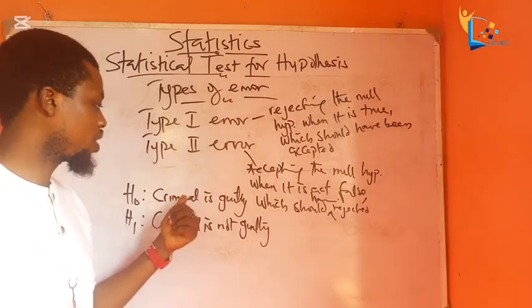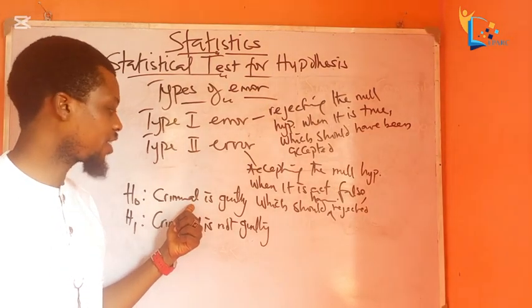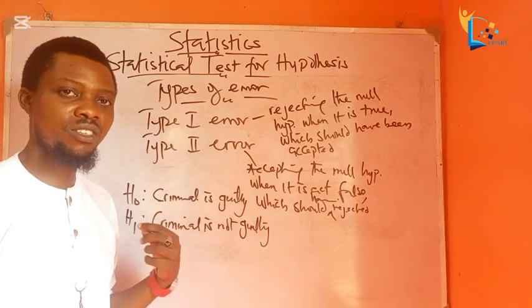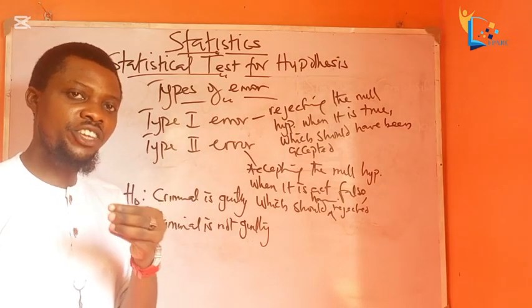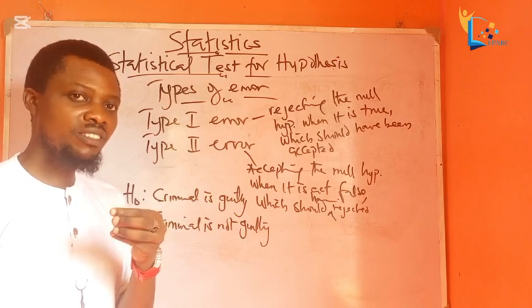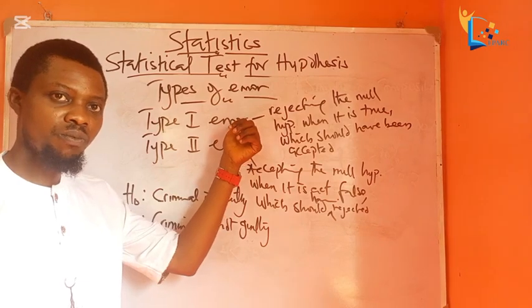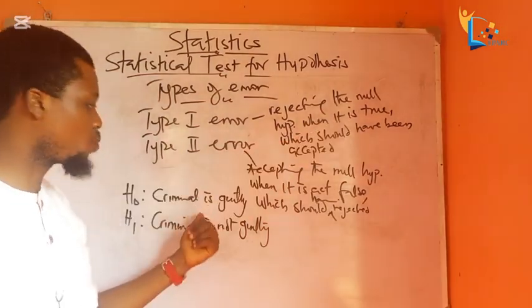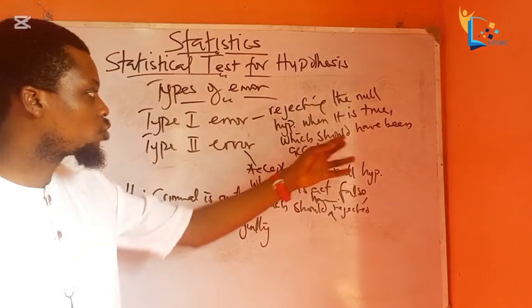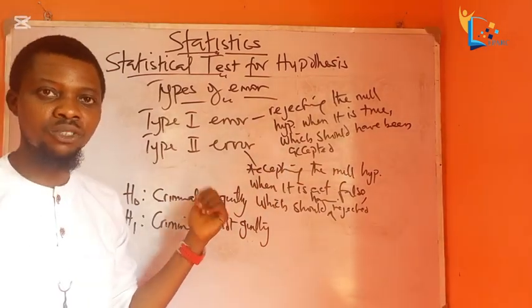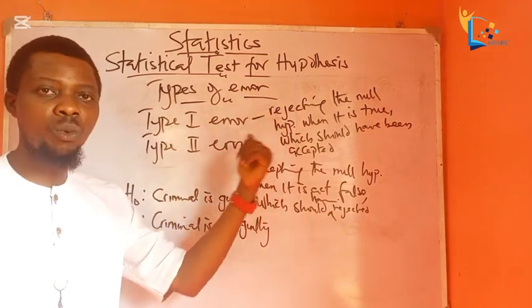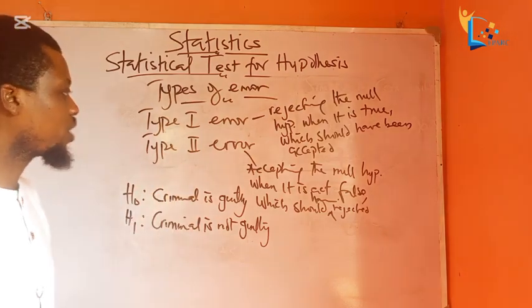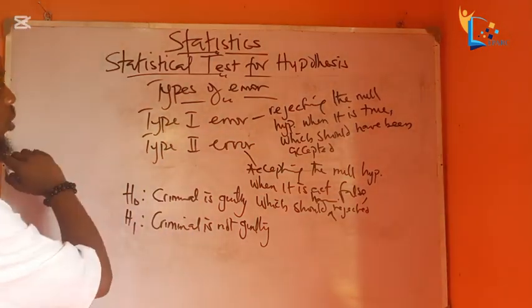Now, we are trying to carry out a test or judge this case based on the null hypothesis that this criminal is guilty. But when a judge sets him free after all evidences, he has committed a type 1 error. He has actually rejected the null hypothesis when it is true, which should have been accepted, that this criminal is guilty. But the judge sets him free. So he has committed the type 1 error. Do you get it now? That's the difference.